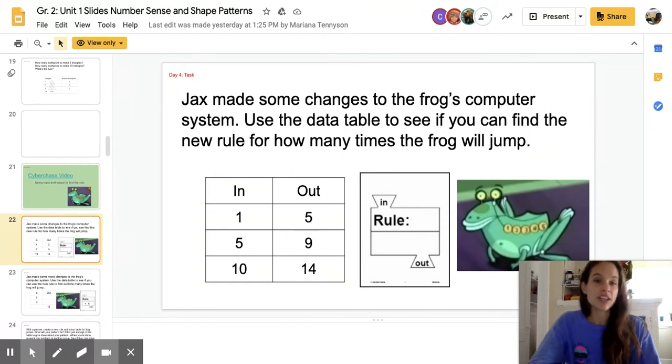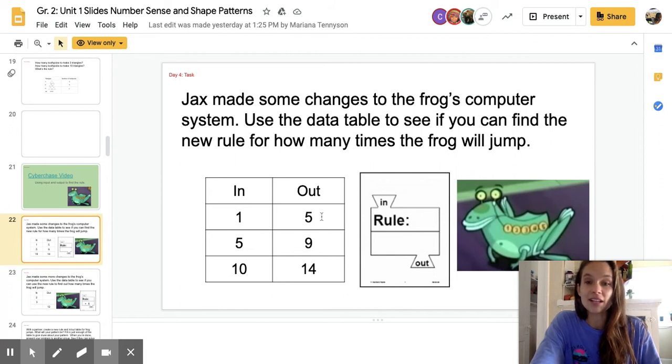So Jax made some changes to the frog's computer system. Use the data table to see if you can find the new rule for how many times the frog will jump. So if the input is 1, the output would be 5. How would you get from 1 to 5? If the input is 5, what would the output be? 9. If the input is 10, what would the output be? 14. What is the rule? What did Jax do to the computer system? What did he make the rule be?